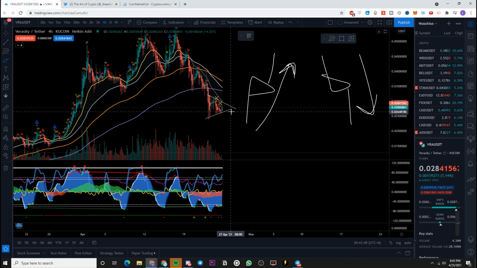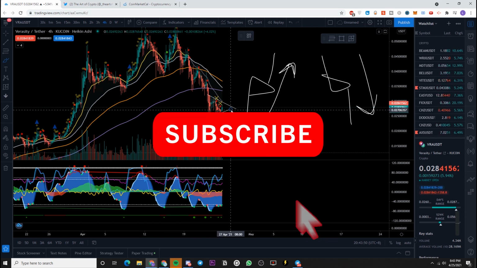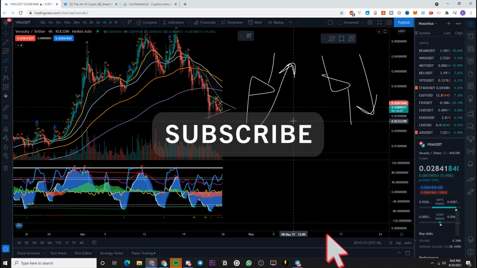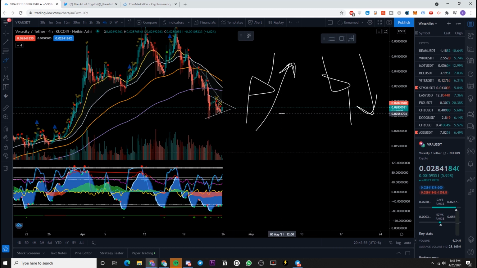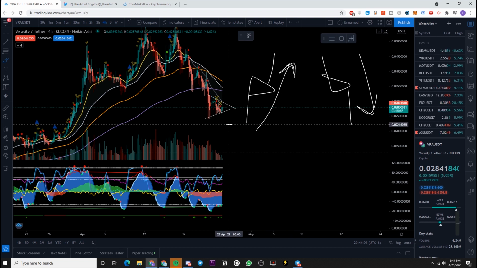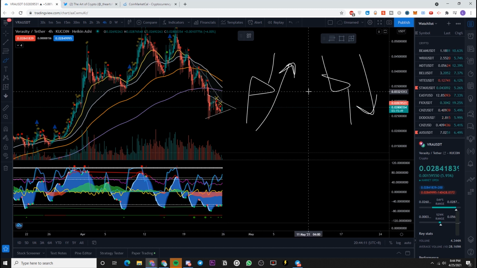In fact, I would attempt to get into VRA myself right now, but I do not dabble in low cap altcoins that much. So personally, I wouldn't do it, but if you wanted to do it, you could. But before you buy Veracity, hear me out. Let's do more of an in-depth analysis. Right now, this is my first time taking a look at it. I'm looking at it in real time with you guys.